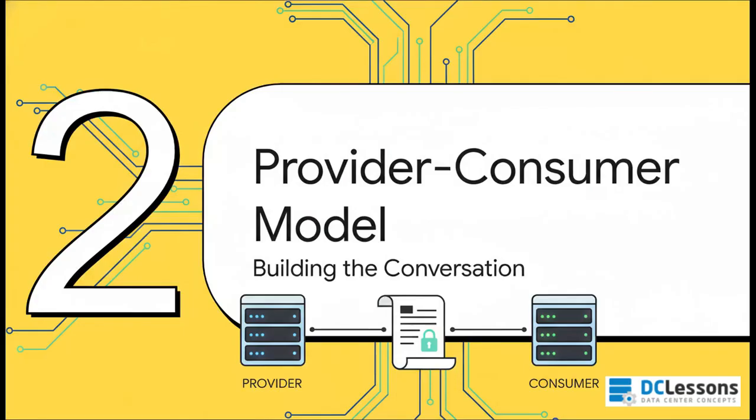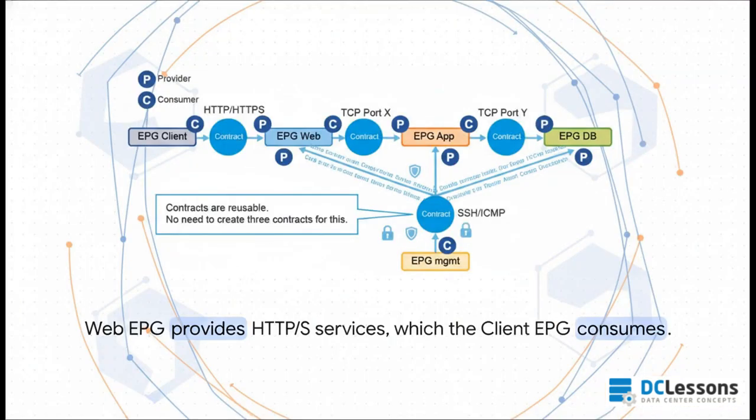So if everything starts out silent, how do we get anyone talking? Well, it all boils down to this really elegant idea called the provider-consumer model. Take a look at this. It's your classic 3-tiered app. The EPG client needs to talk to the EPG web, right? The web server has a service, HTTP and HTTPS. So the web EPG provides a contract that allows that traffic, and the client EPG consumes it. See the little P and C icons there? That's all they mean. And that same logic just repeats all the way down the stack.